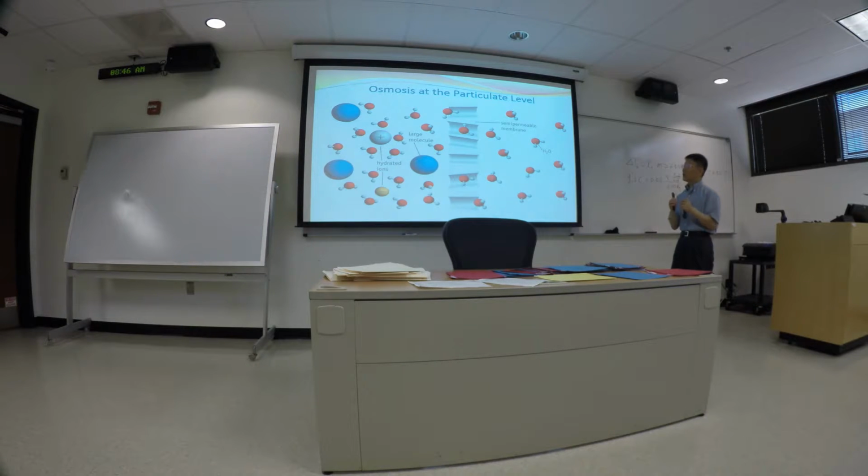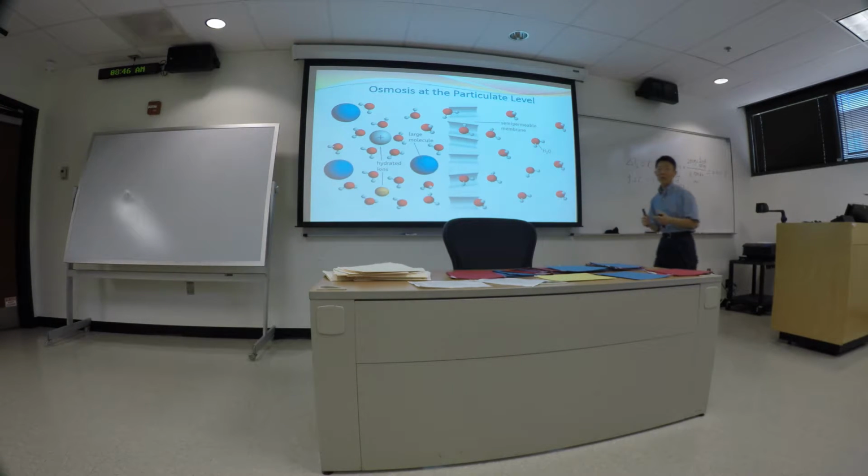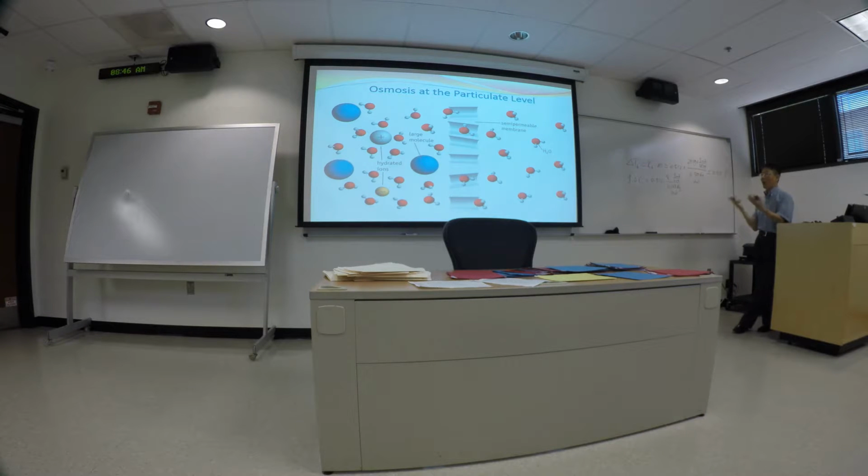Now, as the result of hydration, the ions become larger. As a result, they cannot pass through the little openings on the semi-permeable membrane. Only a water molecule can go in and out. Okay, so this is the application on the particulate level, and we can see why only solvent molecules are allowed to move in and out of a container separated by the semi-permeable membrane.